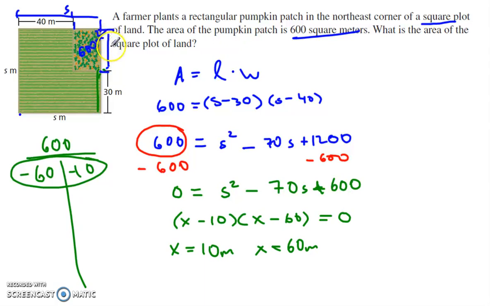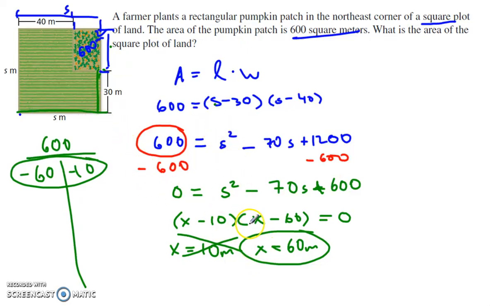So this x couldn't possibly be 10, because that would give us a negative here. If we plugged in 10 up here, x minus 30 gives us a negative length. 10 minus 40 would give us negative. So that doesn't make sense in the context. So it has to be 60, and we know that this full length is 60.